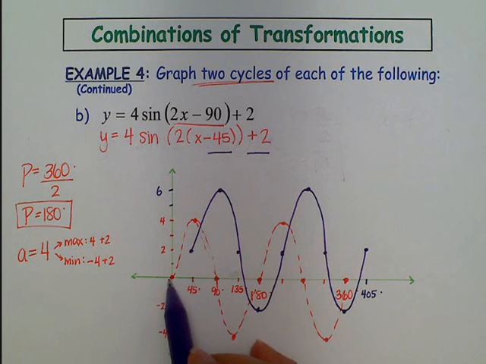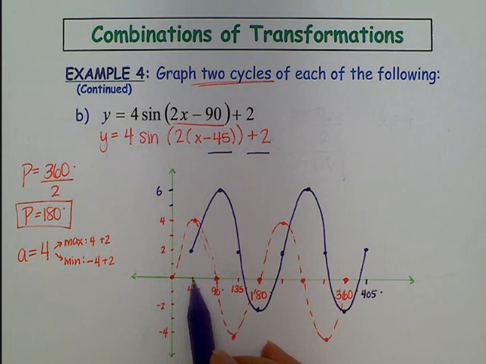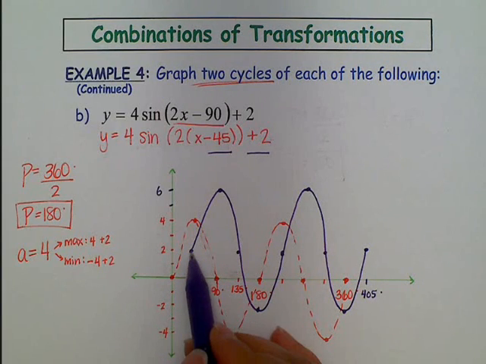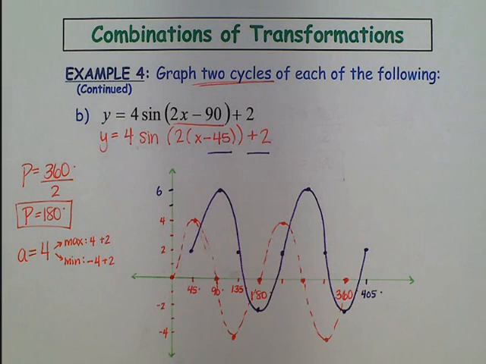The graph has been shifted to the right 45 degrees, so the first point that I used to have here has moved to the right 45, and it's been shifted up 2 units, which is there. So the initial point here should correspond to the phase shift and the vertical shift that you had before.